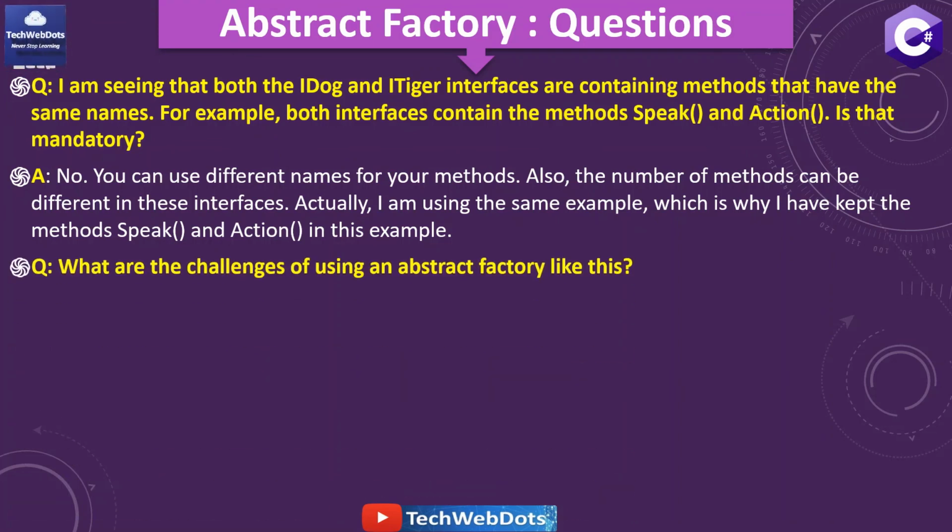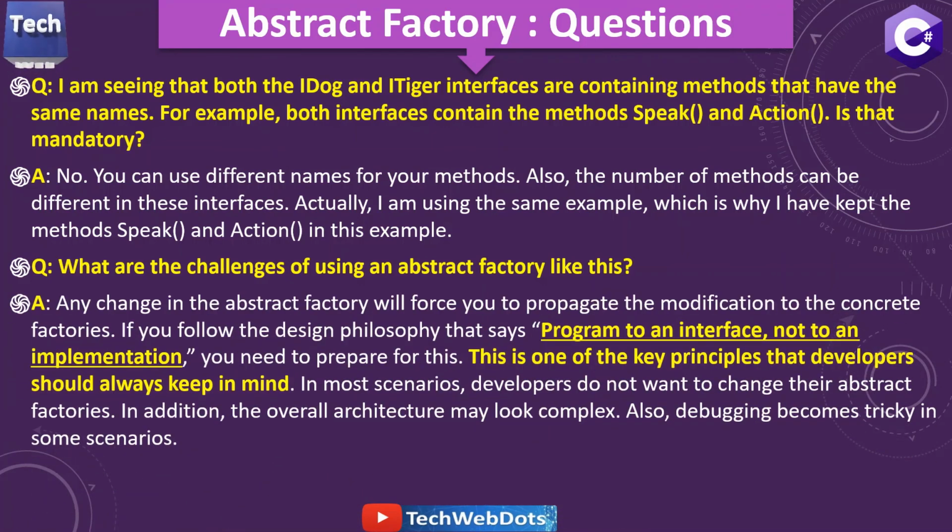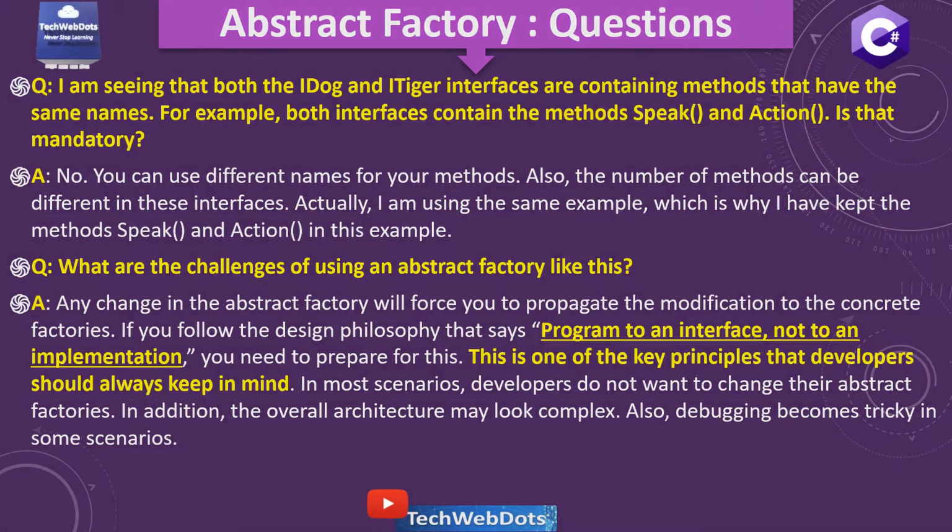And another question is, what are the challenges of using an abstract factory like this? So I will say, any change in the abstract factory will force you to propagate the modification to concrete factories. If you follow the design philosophy that says program to an interface, not to an implementation, it means our focus is completely on interfaces, not the actual implementation. If your interface is right, then everything is going to be all right. So you need to be prepared for this. This is one of the key principles that developers should always keep in mind. In most scenarios, developers do not want to change their abstract factories. In addition, the overall architecture may look complex. Also, debugging becomes tricky in some factories.